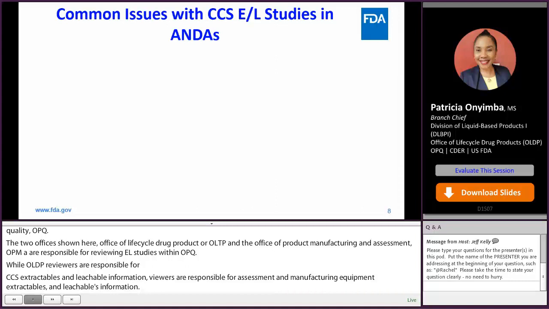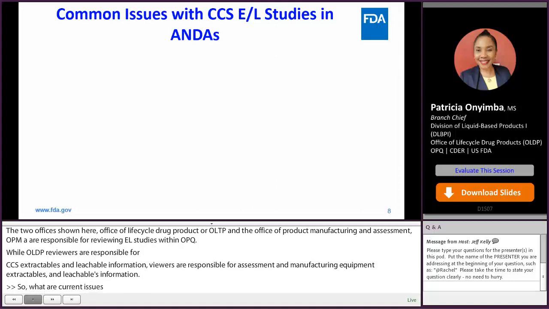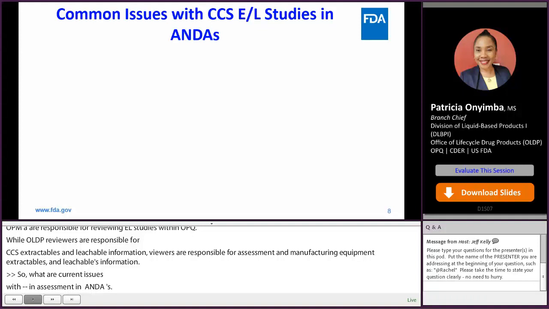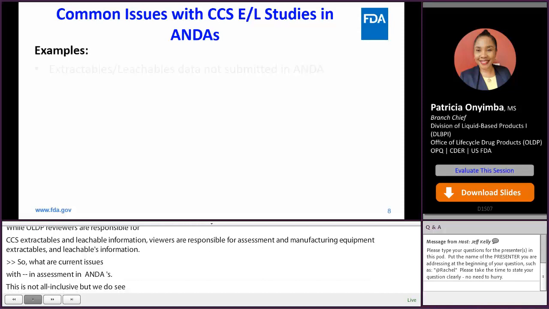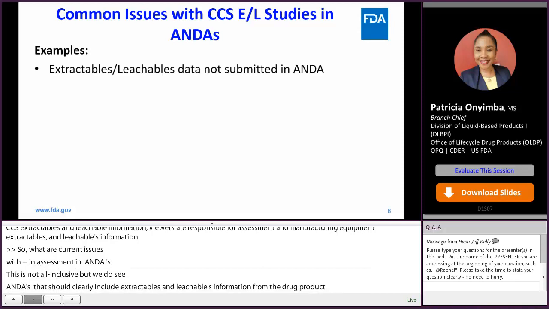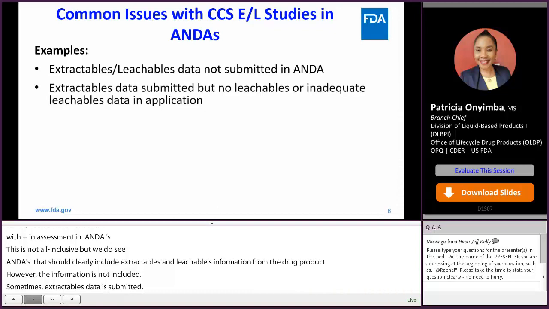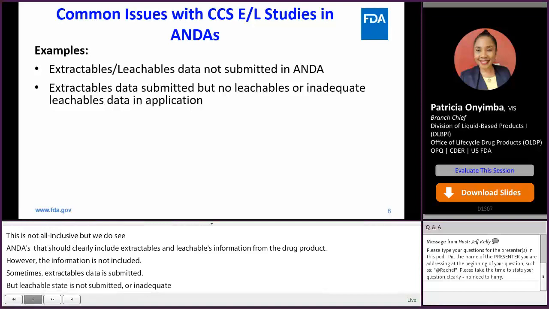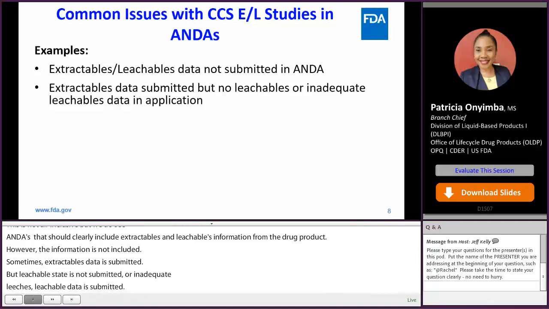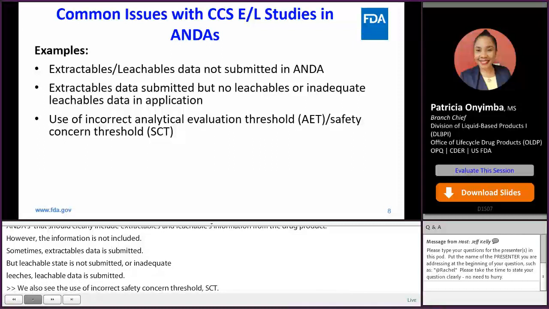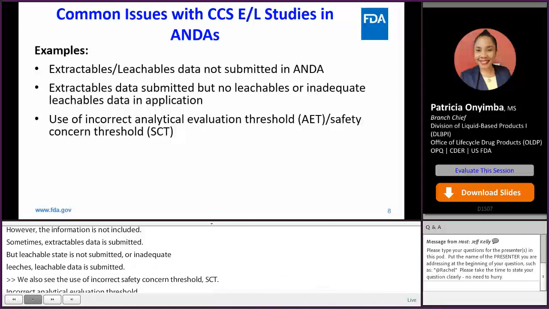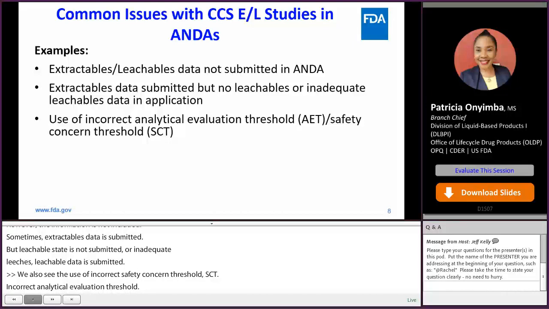So what are the common issues we see during assessment of EL studies information in ANDAs? The information on this slide is not all inclusive, but we do see ANDAs that should clearly include extractables and leachables information for the drug product. However, the information is not included. Sometimes extractables data is submitted, but leachables data is not submitted, or inadequate leachables data is submitted. We also see the use of incorrect safety concern threshold, SCT, and incorrect analytical evaluation threshold, AET.